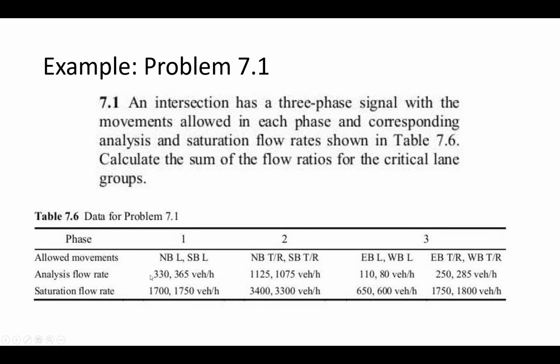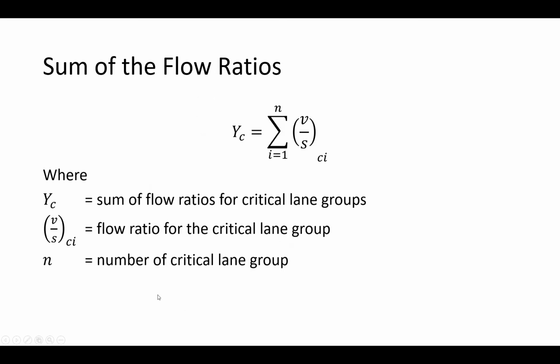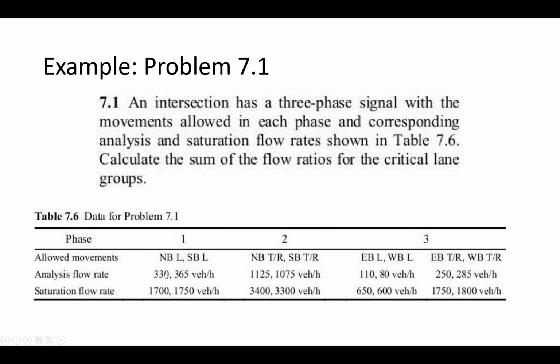is this ratio. It's the analysis flow rate, the volume you think you have, which could be measured or predicted, over what your saturation flow rate is, right? S is your saturated flow rate, V is the flow you've got. So our V over S for this first one is 330 divided by 1700. That's our V over S for that.